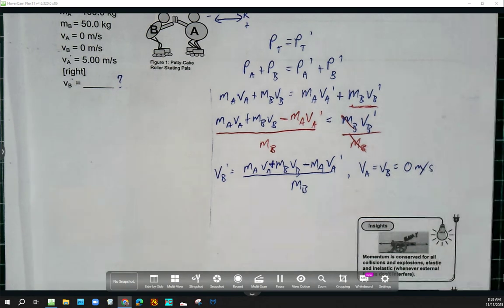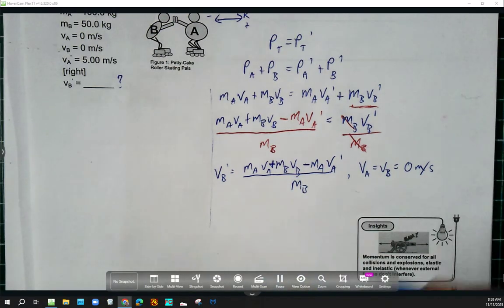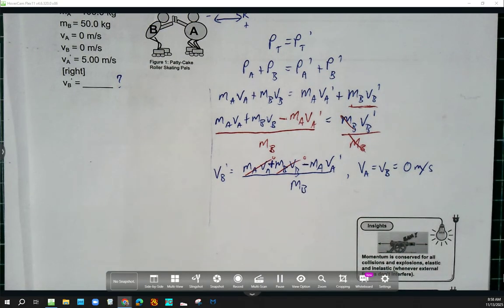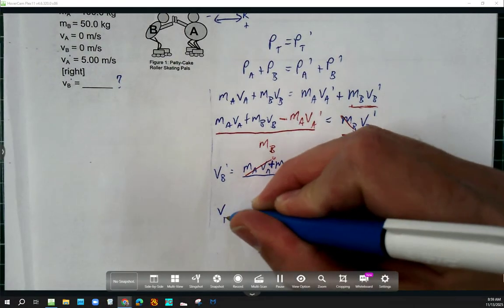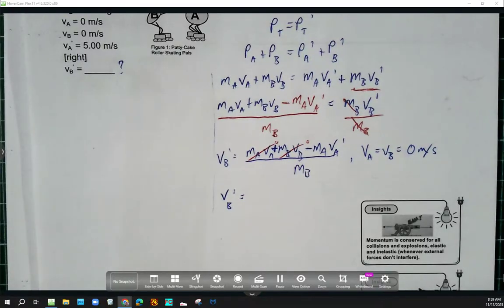So in this case, what can I get rid of? First two terms in the numerator, right? So boom, those guys are gone because VA and VB are equal to 0, but only because this is a system that starts from rest. If they'd been gliding along together before they blasted off, it would be different, right?